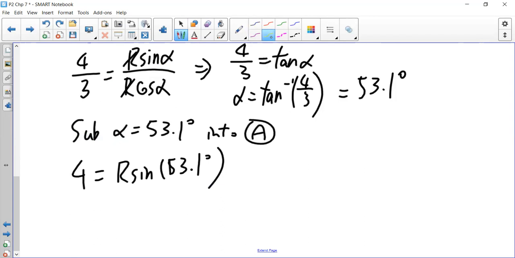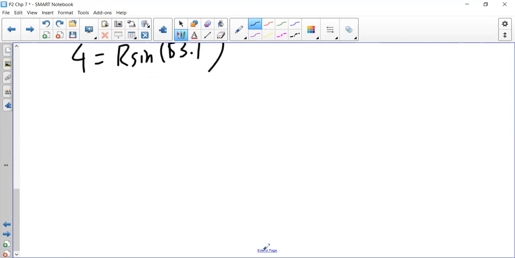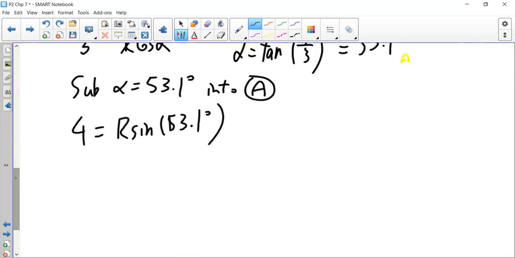Now, 53.1 you should also store in a calculator. If you don't remember how to store in a calculator, I'm sure you can go on Google and just type in your calculator model and ask how to store a value in your calculator model, Casio, whatever, 83 GT, whatever. I'm pretty sure there must be loads of tutorials online that show you how to do that. But if you're my student, you should know this by now.